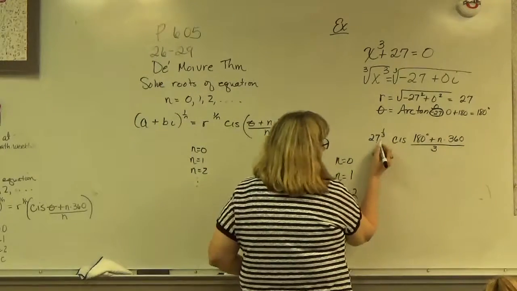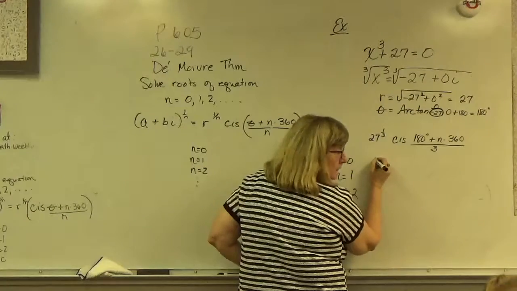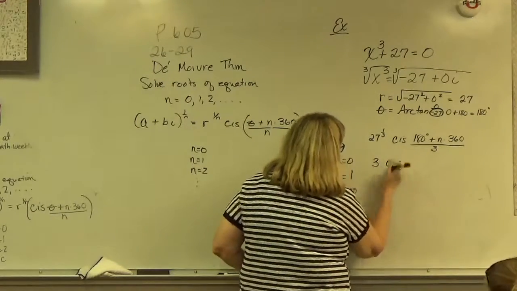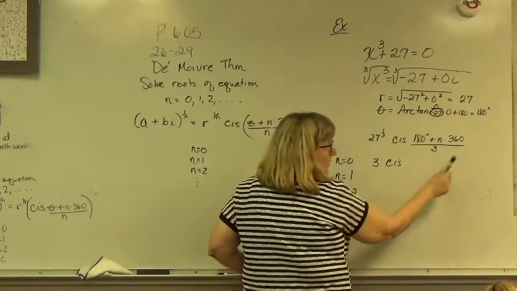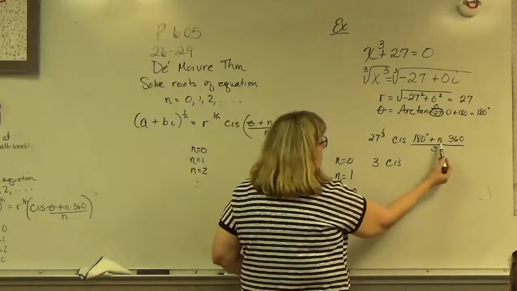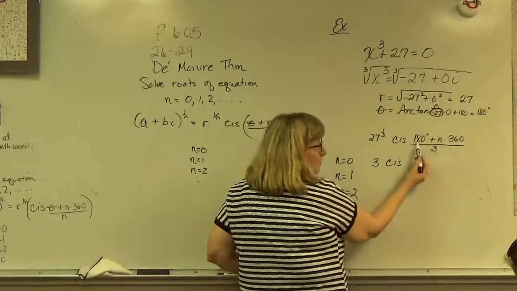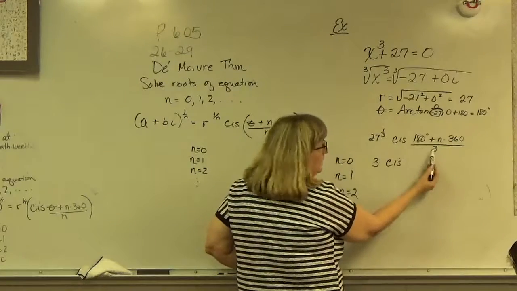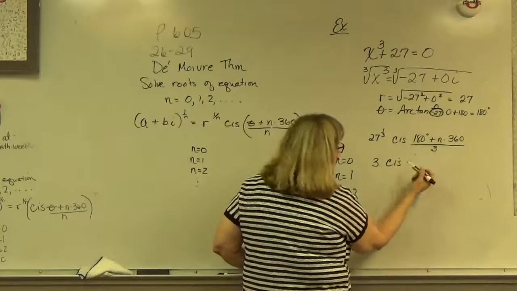Okay, so 27 to the 1/3 is 3, is it not? Yes. Cis, now you put 0 in. What's 0 times 360? Follow your order of operations. So 0 times 360 is 0. Plus 180 is? 180. Divided by 3 is? 60. 60.